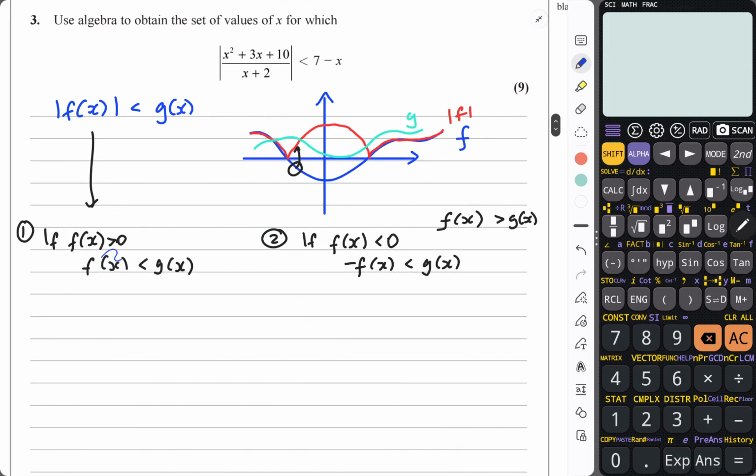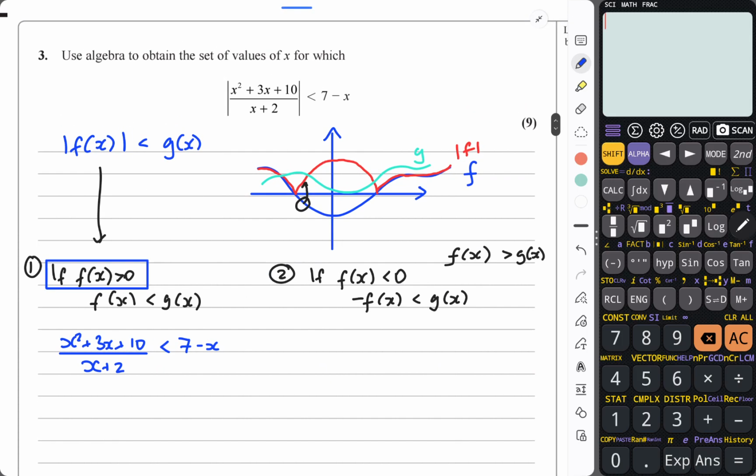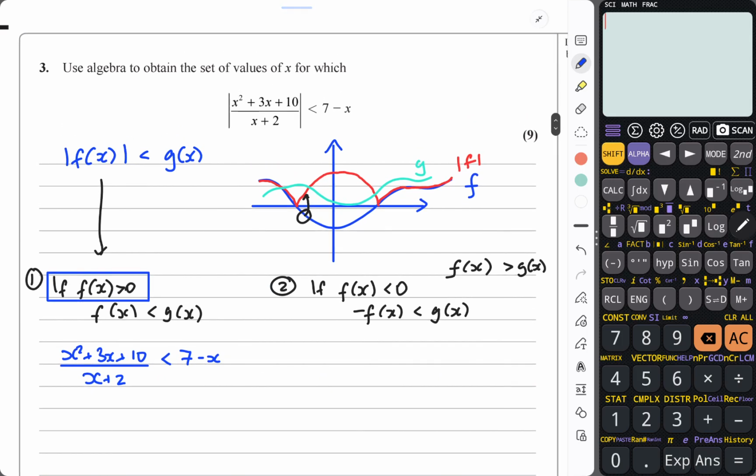So I'm going to do the first case first. If f of x is positive, f of x less than g of x. So what I'm looking at is x squared plus 3x plus 10, divided by x plus 2. Where is that less than 7 minus x? Now, before I go any further, we need to make clear where this is the case. This is when f of x is positive, so we need to be clear about when f of x is positive.